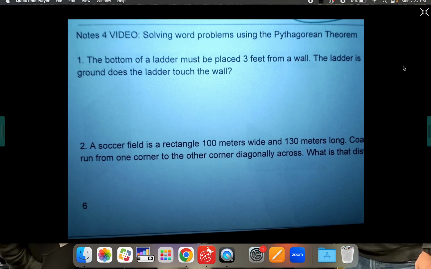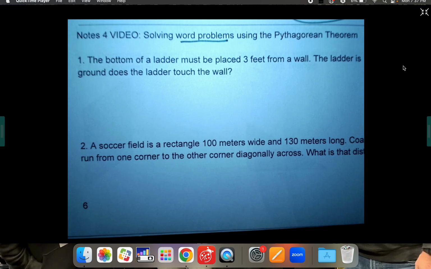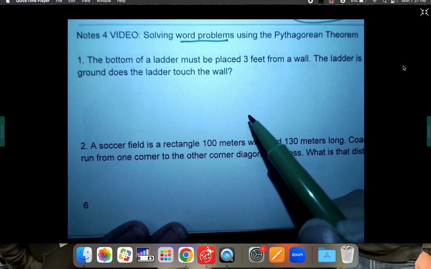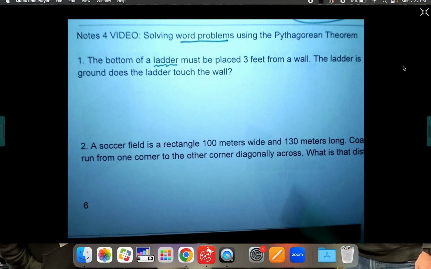All right, we are moving on in the Pythagorean theorem to now just solving some word problems. It seems like in every standardized test I've seen, there's always a ladder problem. So this particular problem says the bottom of a ladder must be placed 3 feet from a wall.